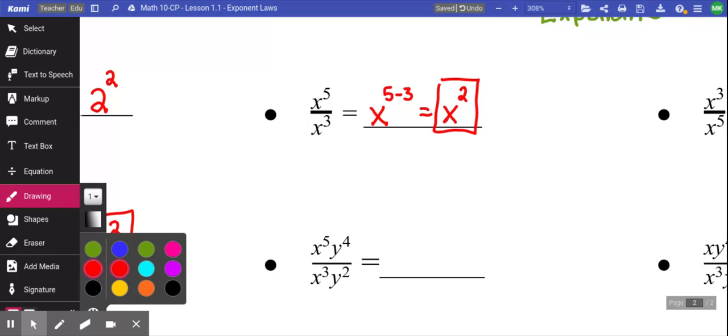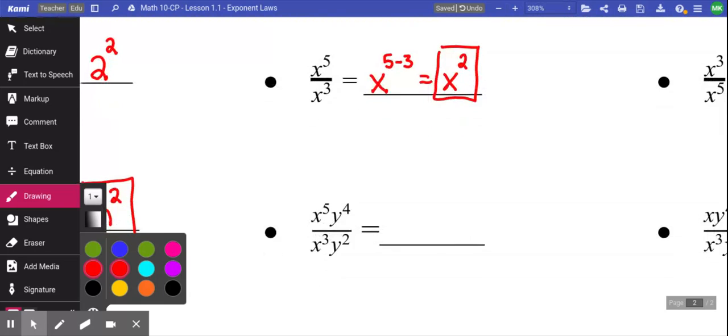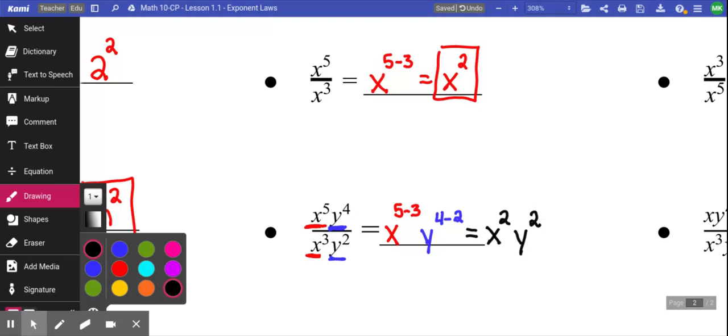The one below, we've got a little bit of a problem. We've got more than one letter all of a sudden. So now I need to match up letters with each other. So these x's would go together to become x to the power of 5 minus 3. These y's would go together to become y to the power of 4 minus 2, to give me a final answer of x to the power of 2, y to the power of 2. Again, sorry for the fuzziness.